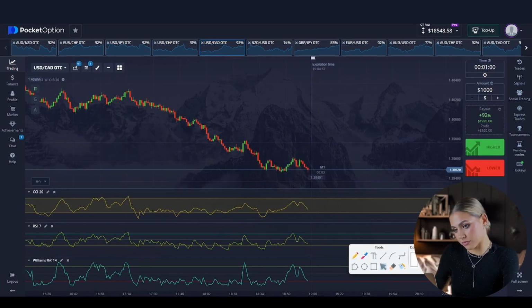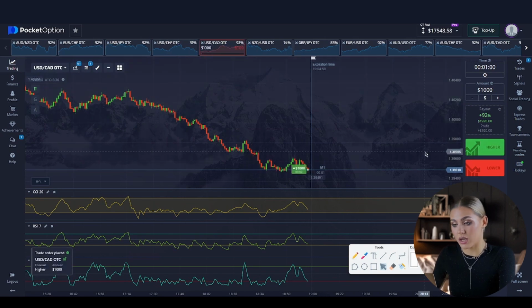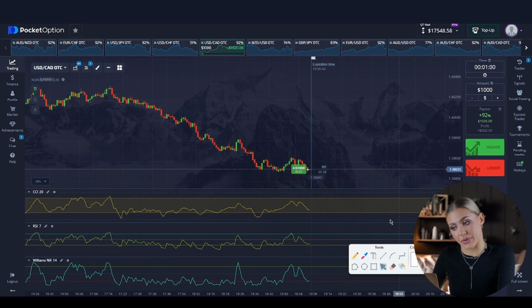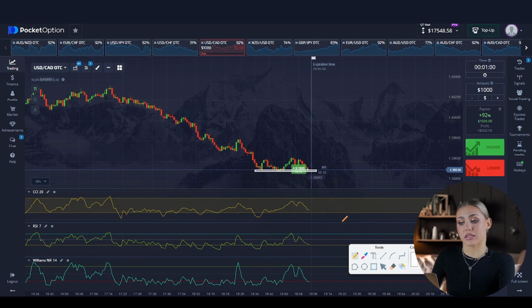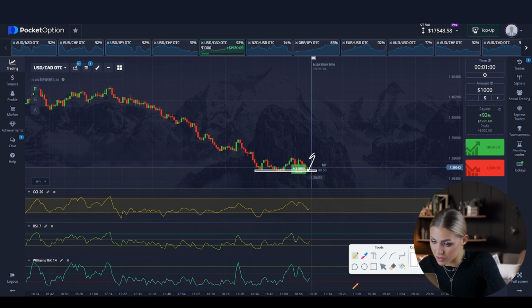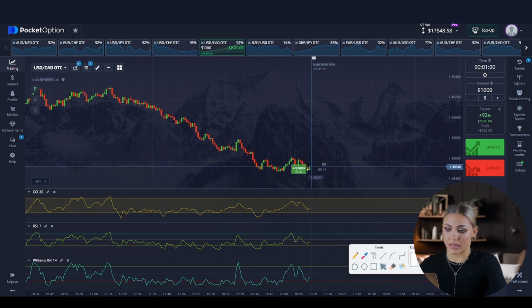Moving on. So opening an up trade on the USD/CAD pair, the price was trending down and is now at a support level that worked well a bit earlier. And based on this, I opened a trade. Let's continue.